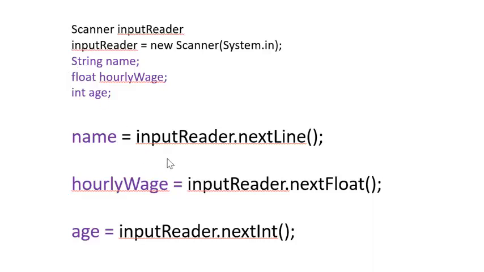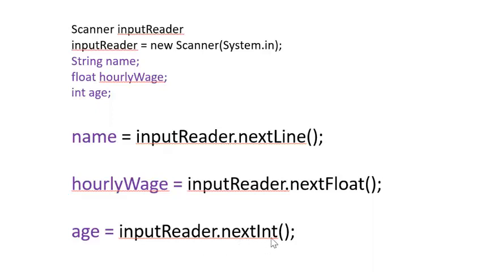And if you try to do an inputReader.nextLine and assign that to hourlyWage, it won't work because hourlyWage is a float type. And nextLine means whatever I'm getting from the screen, assign that as a string type. So if you have a variable that is a float type and you want to get input from the user and assign that to that variable, you need to say nextFloat. And the same thing if you're trying to get a type that is an integer, so you would say nextInt.